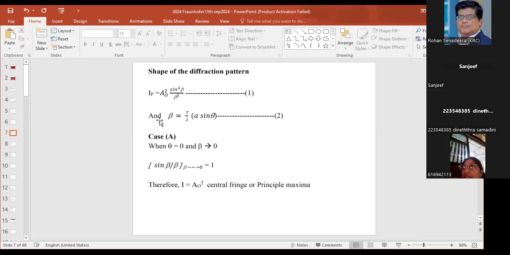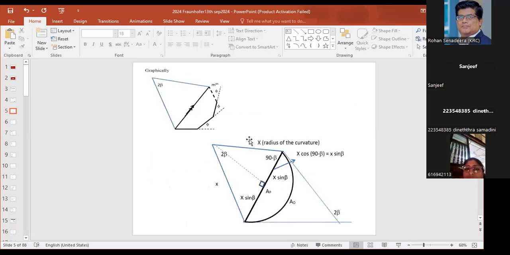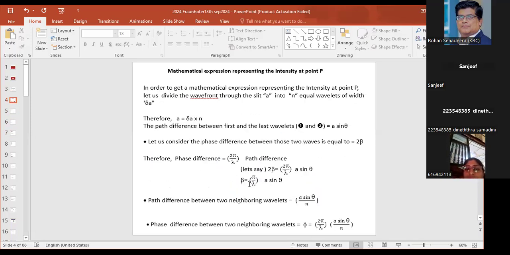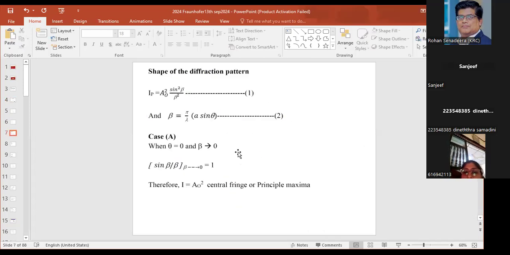I put this equation as 1, and beta is pi over lambda A sine theta, that we have obtained here. Beta is equal to pi over lambda into A sine theta. So we use these two equations, 1 and 2, and then we consider some cases to see our fringe pattern. Case 1, easily we can say when theta is equal to 0. So we consider the case where theta is equal to 0.